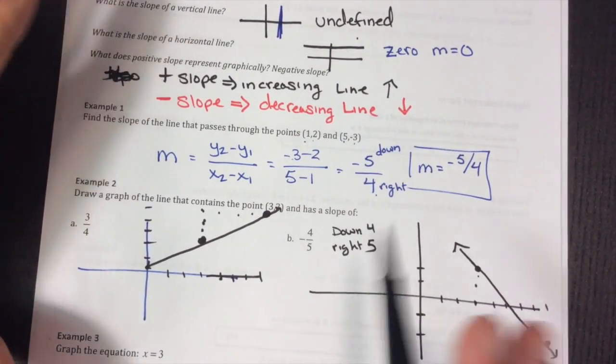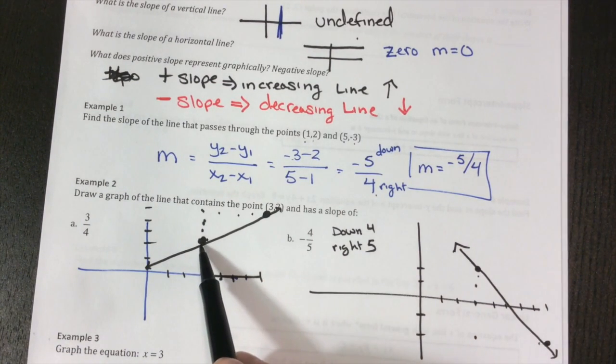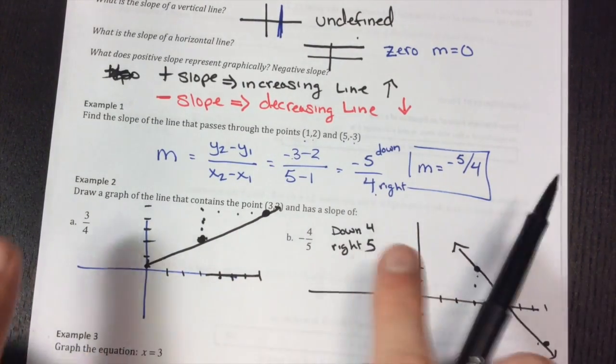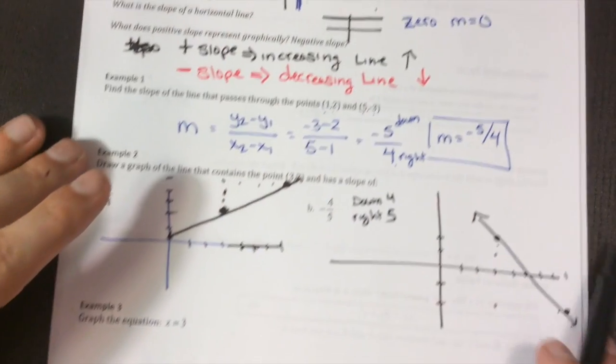Now, if you don't like going down and right, you could also go up and left. Just like here, instead of going up and right, you could go down and left. And because of the symmetry of a line, we can do that.